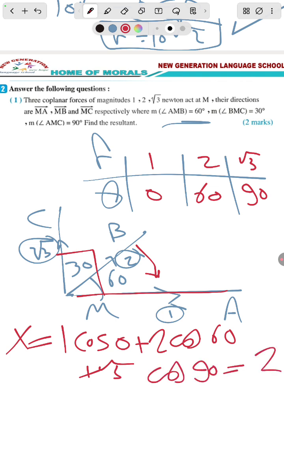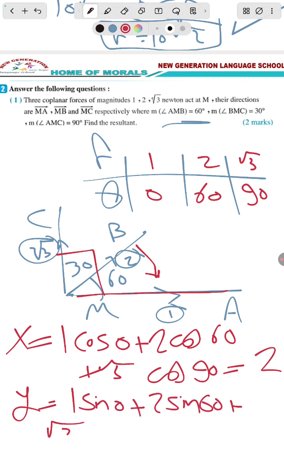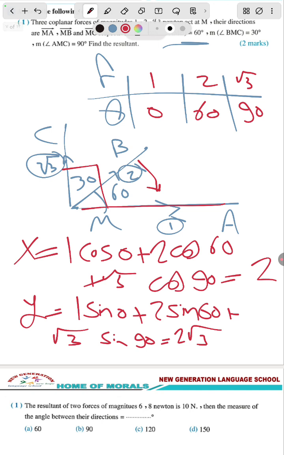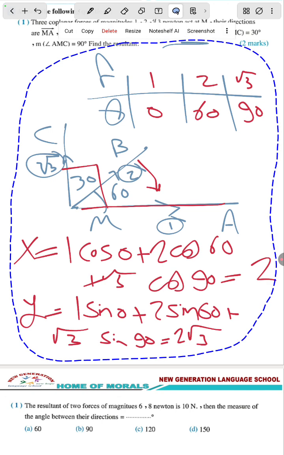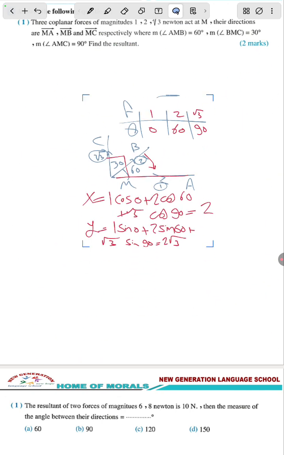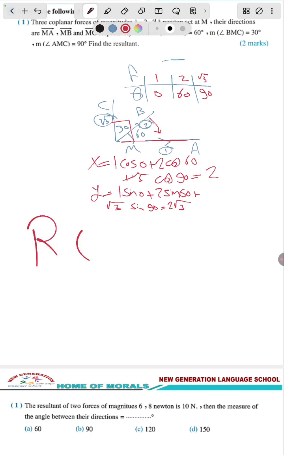It will be, by using the calculator, 2, and we can get y. Y means F sine the angle: 1 sine 0 plus 2 sine 60 plus root 3 sine 90. It will be equal, by using the calculator, 2 root 3. Okay, I have the resultant 2 and 2 root 3.